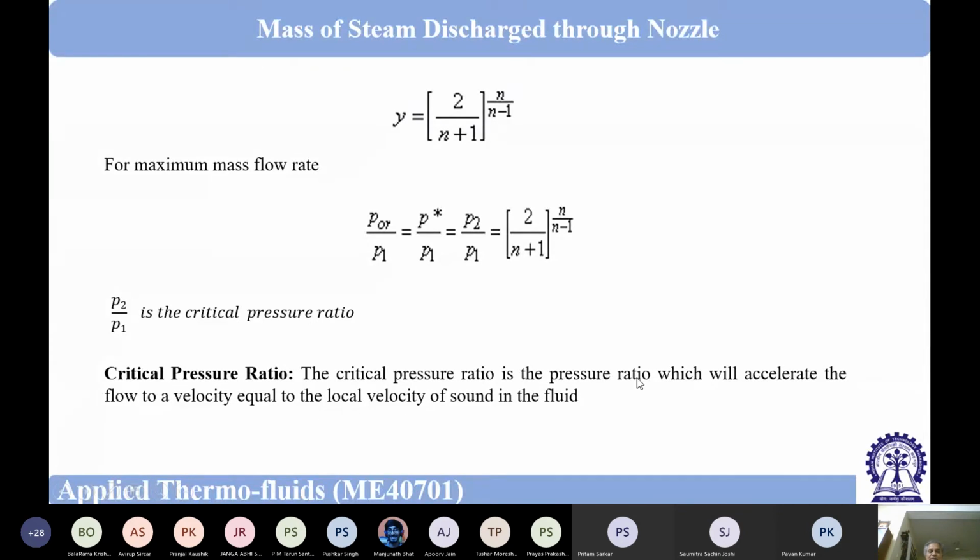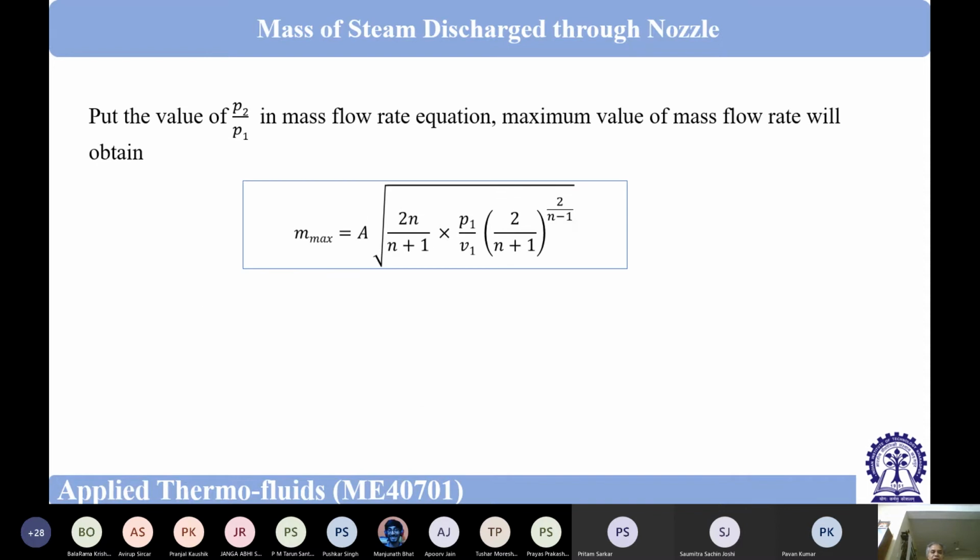The critical pressure ratio is the pressure ratio which will accelerate the flow to a velocity equal to the local velocity of sound in the fluid. It will depend on the value of n, the exponent for the adiabatic expansion, Cp by Cv. In case of steam, of course, we cannot call it Cp by Cv, so it is the exponent for adiabatic expansion. And by putting the value, we will get the maximum mass flow rate like this.